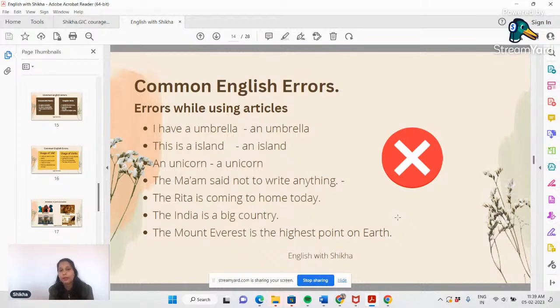But yes, there are some countries before whose name they use the. In that case, you can use the, like the USA, the Netherlands, the UK, right? Then, the Mount Everest is the highest point of Earth. Again, this is wrong. We will not say the Mount Everest. Before the name of any mountain, we do not use the, but yes, we use the before the name of mountain ranges, like the Himalayas. If I say the Himalayas, it is a range of mountains, not a mountain. In the same way, the Western Ghats. Yes? Okay. So let us move forward.